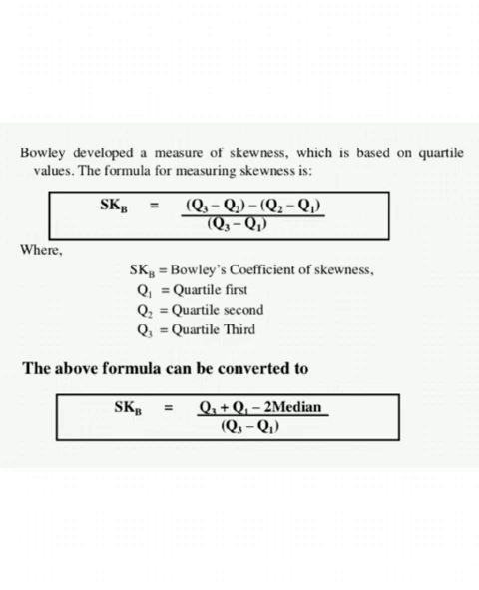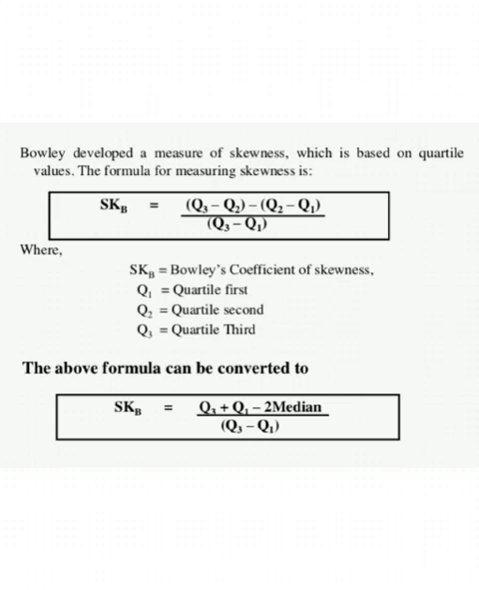Bowley's coefficient of skewness. Bowley developed a measure of skewness which is based on quartile values. The formula for measuring skewness is SKB is equal to (Q3 minus Q2) minus (Q2 minus Q1) divided by (Q3 minus Q1). SKB is Bowley's coefficient of skewness. Q1 is the first quartile, Q2 is the second quartile, Q3 is the third quartile.